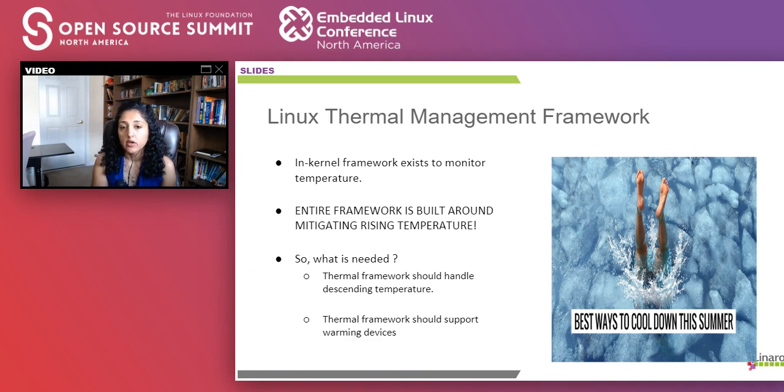Whereas on the other hand, for the scenario that Ram just explained, where we should not let SOCs drop below a certain temperature, what we need from the Linux thermal management framework is that the framework should also handle falling temperature, which means that if the temperature falls below a stated threshold, the framework should trigger a mitigating action. And in this case, the mitigating action should be a warming action and not a cooling action like it is in case of rising temperature.